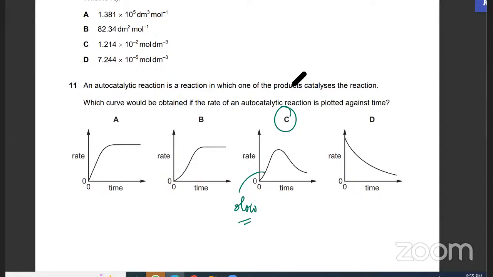Because the product is going to catalyze the reaction. So initially you don't have the product, but slowly what will happen is a slow reaction will start and then products will form. So once products are formed, the reaction speeds up.